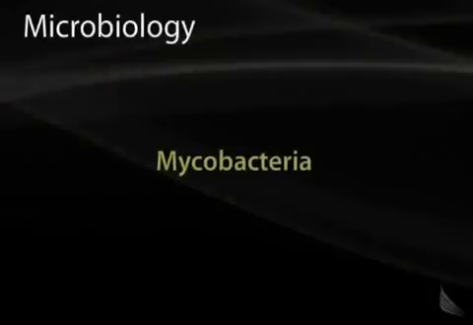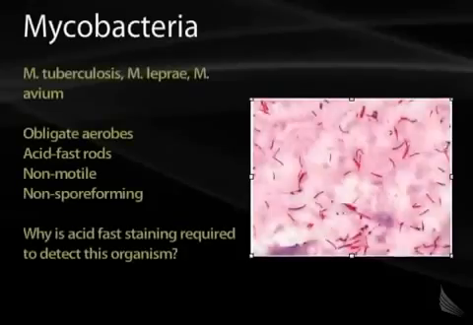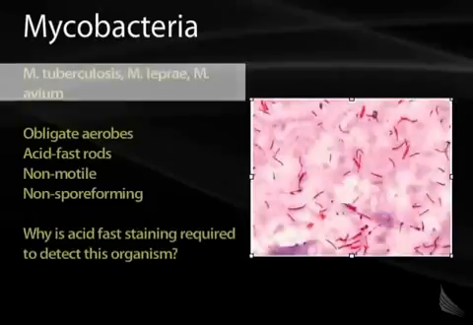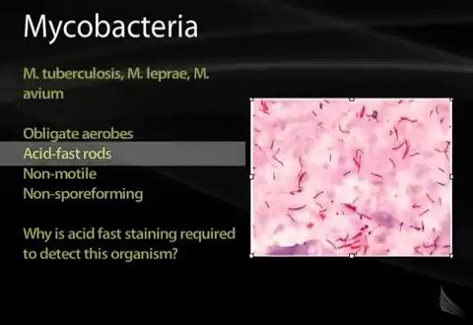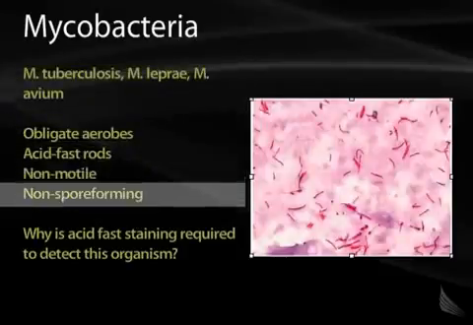Welcome back to Falcon Physician Review's online review for USMLE Step 1. This is Microbiology Module 20, Mycobacteria and Mycoplasma. Mycobacteria have three distinct species which are medically important, including Mycobacterium tuberculosis, M. leprae, and M. avium. All three are obligate aerobes. These are acid-fast rods. They're non-motile and they do not form spores.